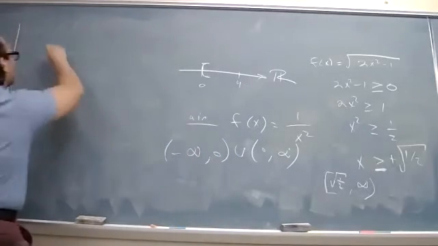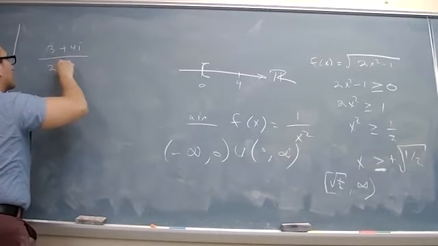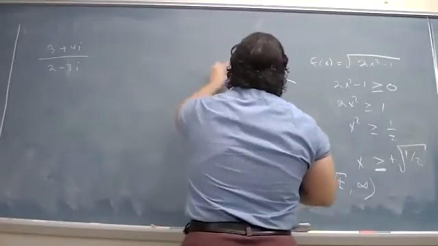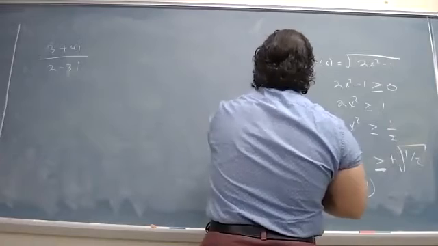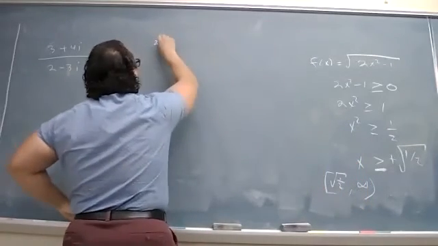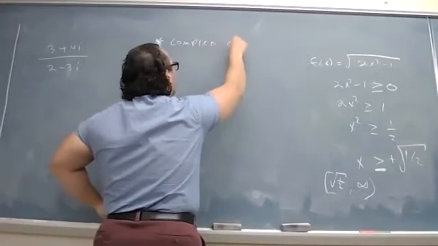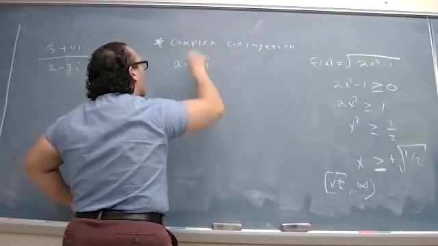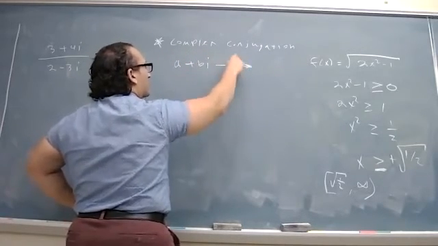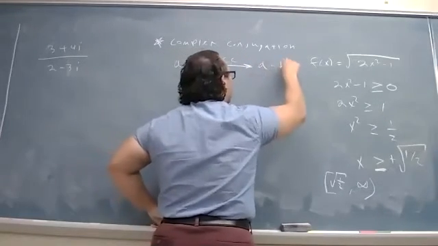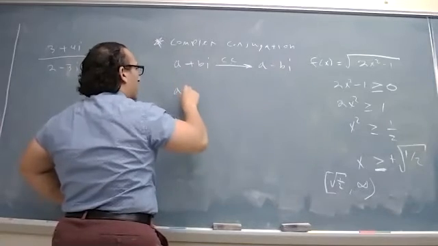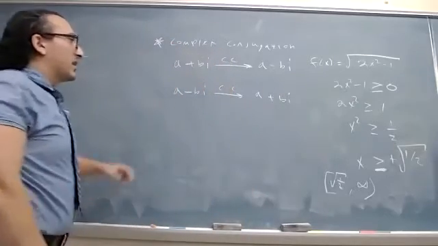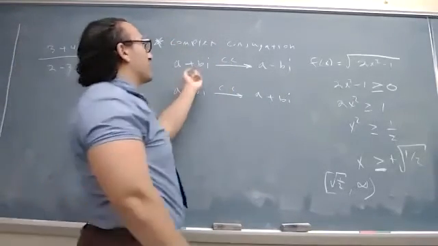So let's divide these complex numbers. 3 plus 4i divided by 2 minus 3i. The way you pull this off, guys, is you have to multiply the top and bottom by the complex conjugate. Recall the definition of complex conjugation. Given some arbitrary complex number a plus bi, you can complex conjugate it to become a minus bi. Furthermore, given a minus bi, you can complex conjugate it to get a plus bi. So whatever the sign in front of the imaginary part is, you just flip it.